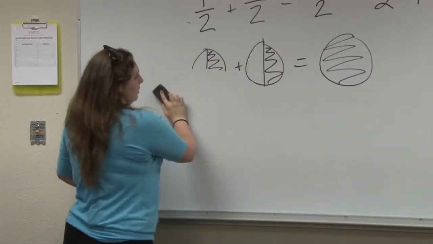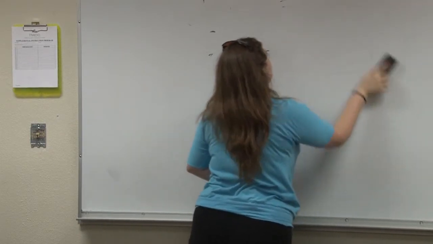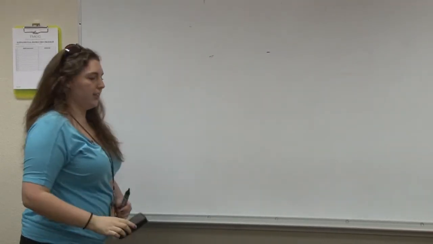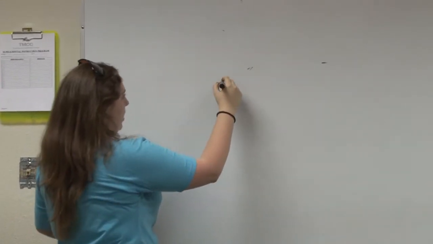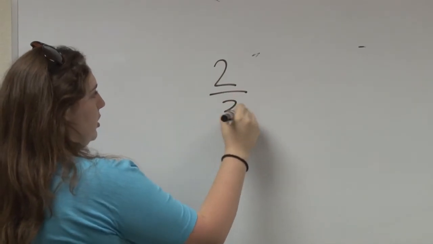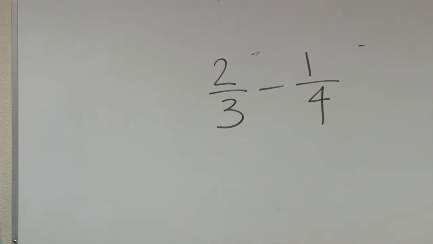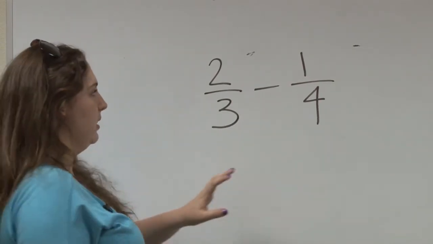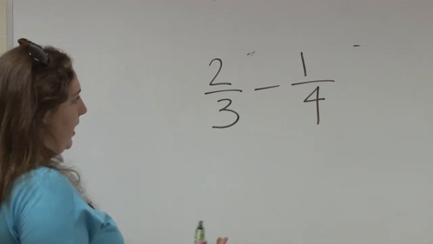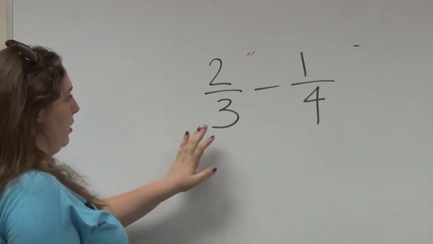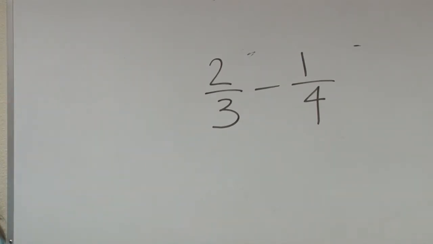Okay, so the next thing we're going to talk about is subtracting. And essentially, subtracting has the same rules, where if we have 2/3 minus 1/4, again, we're going to want to break these into the same number of pieces. So we're going to want to find that common denominator. Like the last example, we already found that 3 and 4 can both go into 12. So we can break both of these fractions into 12 pieces.